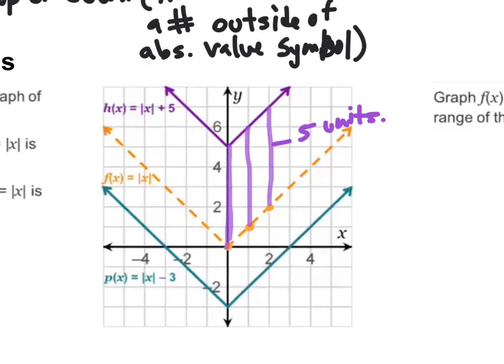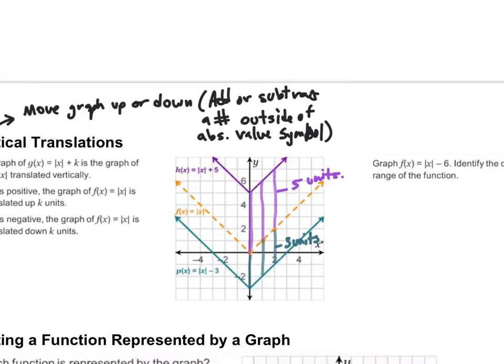Same thing over here. If you had a different function, say p of x equals the absolute value of x minus 3, then you would take all these points and move them down 3 units. Each distance from here to here is 3 units. That's the idea, so it's not too terrible.